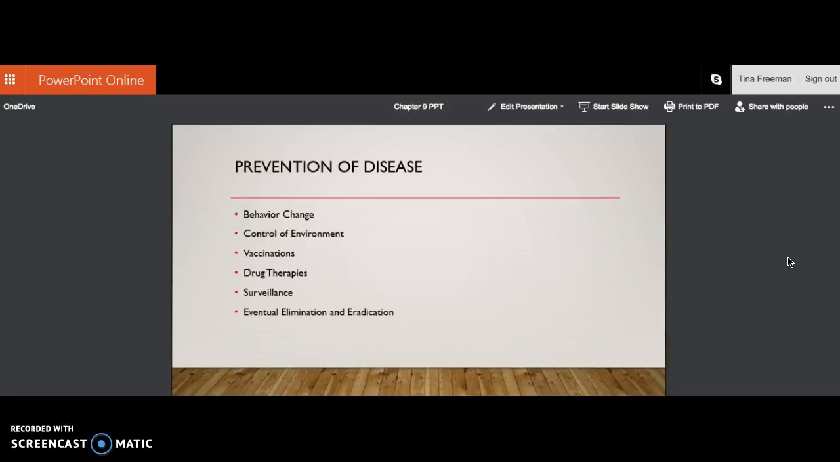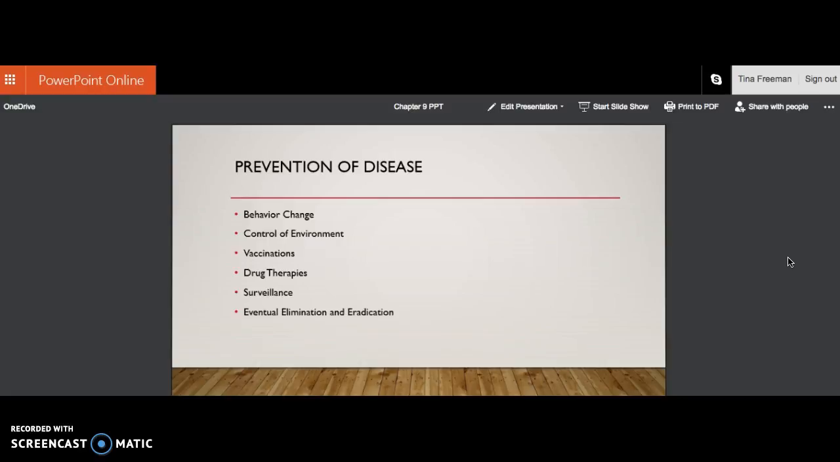Vaccinations, huge prevention in infectious disease. As we get into future chapters, we'll talk about elimination and eradication of diseases and how immunizations have been a key part of that. Drug therapies, so infectious diseases like HIV/AIDS, how we've developed specific drug therapies that may not cure the disease, but delay the exacerbation of symptoms, delay the progress of the disease.